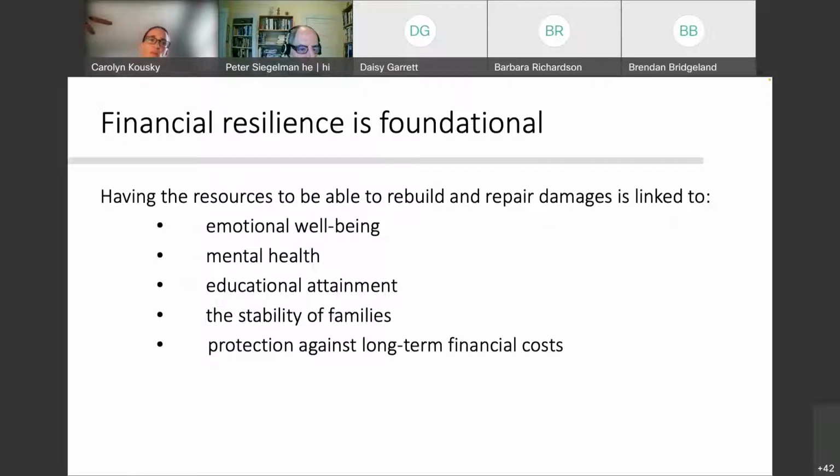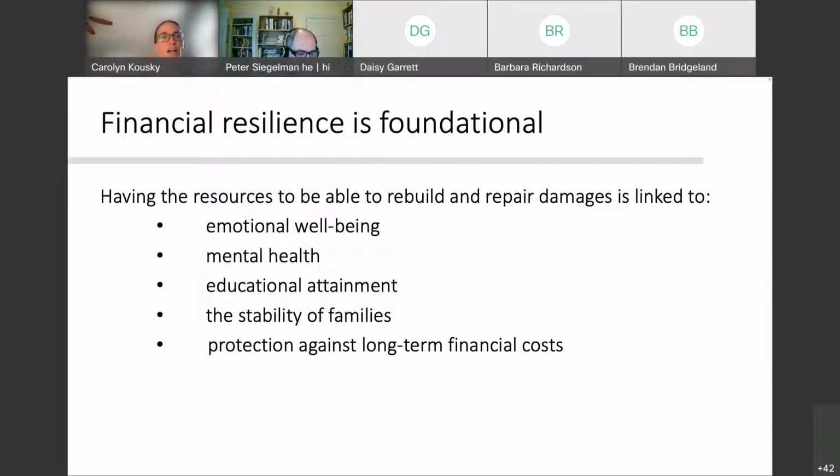And that's because if you don't have the financial resources to do the very basic things you need to be safe, it leads to, and this is some of the findings from the literature, things like negative impacts on emotional well-being and mental health. I think that's very intuitive.